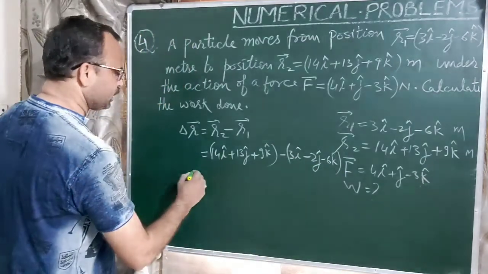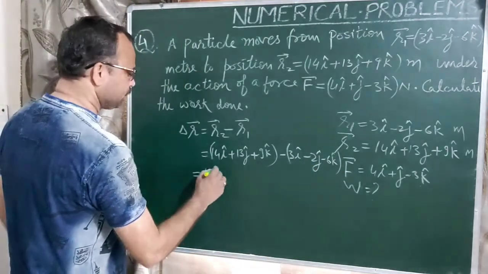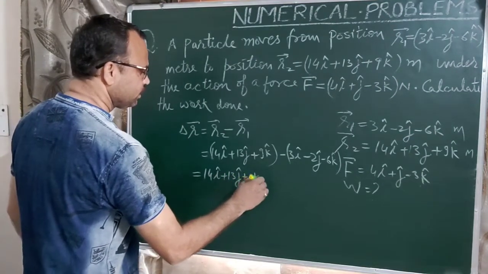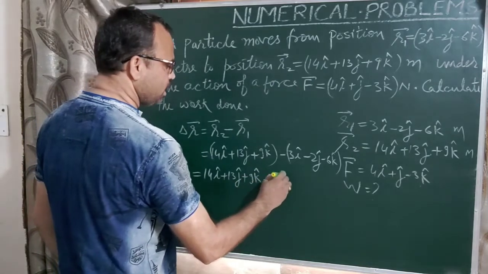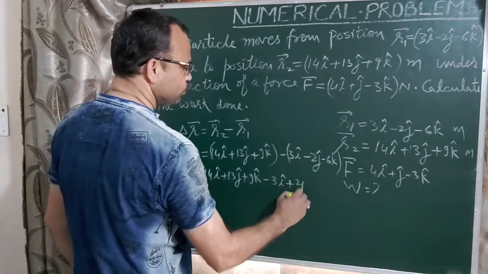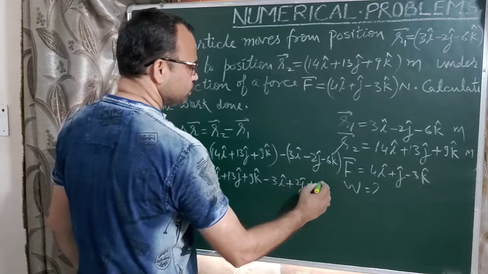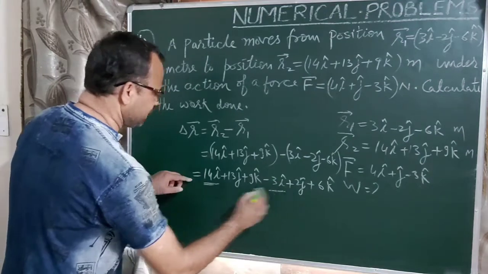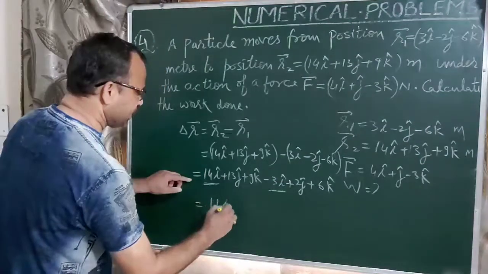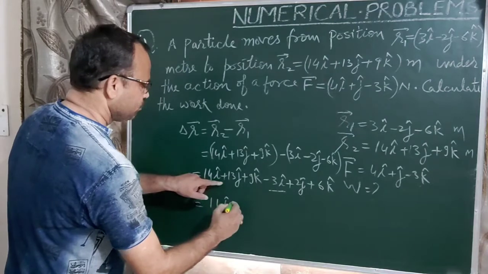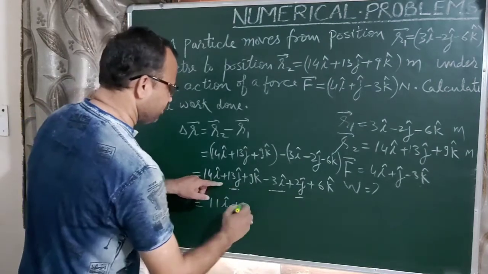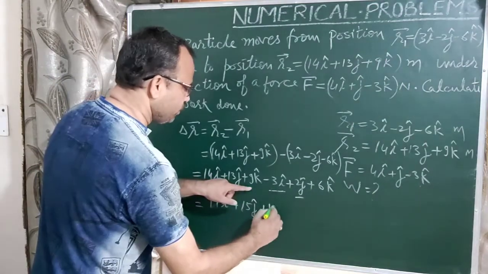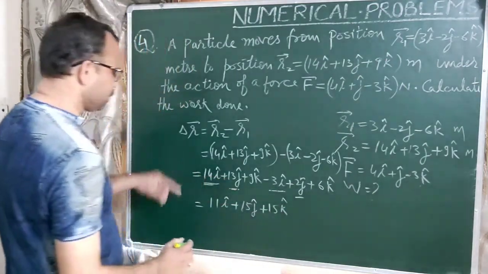Now open the bracket. 14 i cap plus 13 j cap plus 9 k cap minus 3 i cap, plus 2 j cap, plus 6 k cap. So 14 i cap minus 3 i cap means 11 i cap, plus 13 j cap plus 2 j cap means 15 j cap, 9 k cap plus 6 k cap means 15 k cap. This is the displacement.